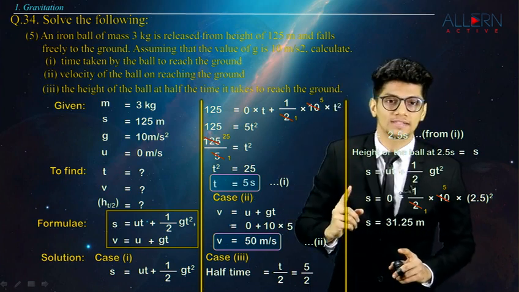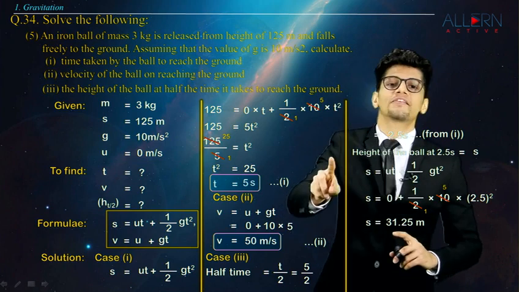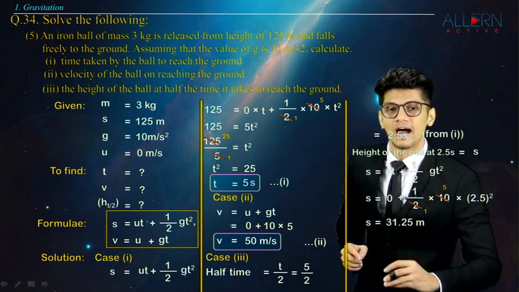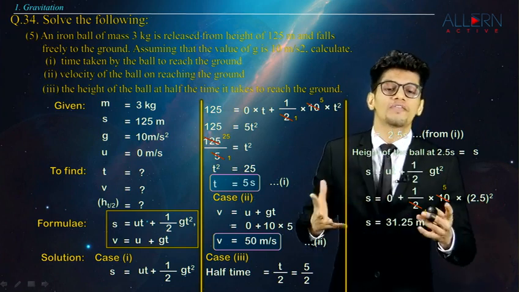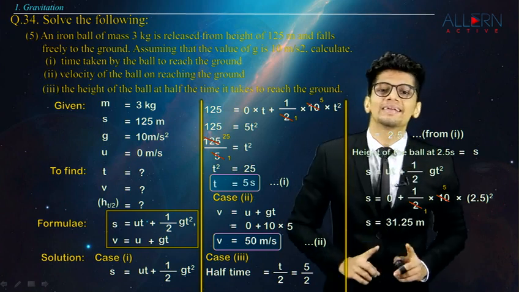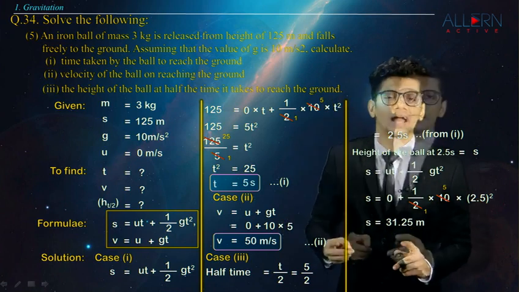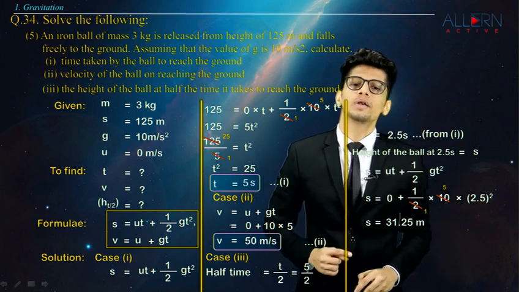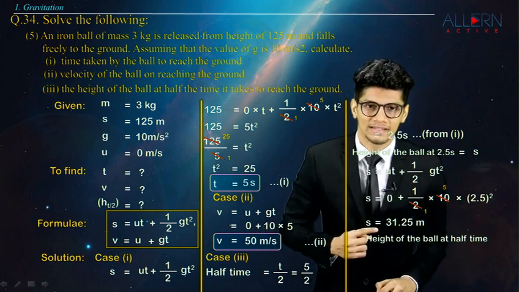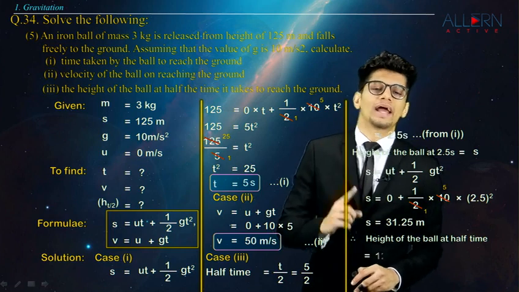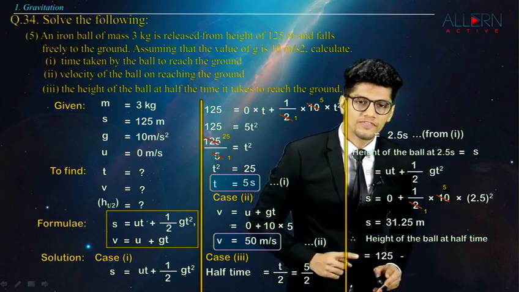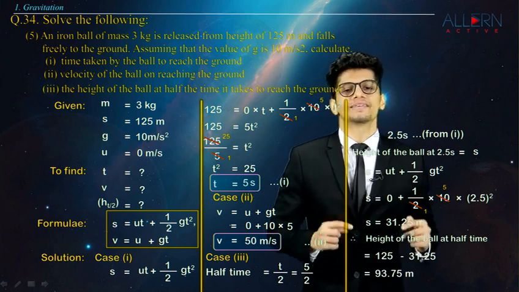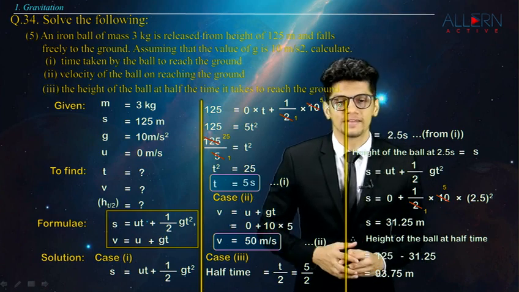But the question says, find the height at half the time. And height is always calculated from the ground. That means what we have to do is, we have to subtract this value from the entire height. That is the reason we will subtract and find the answer. So here what we'll do is, to find it, we'll subtract from 125 because the total height is 125. So we have 125 minus 31.25. When you subtract this, what we have is 93.75 meters.